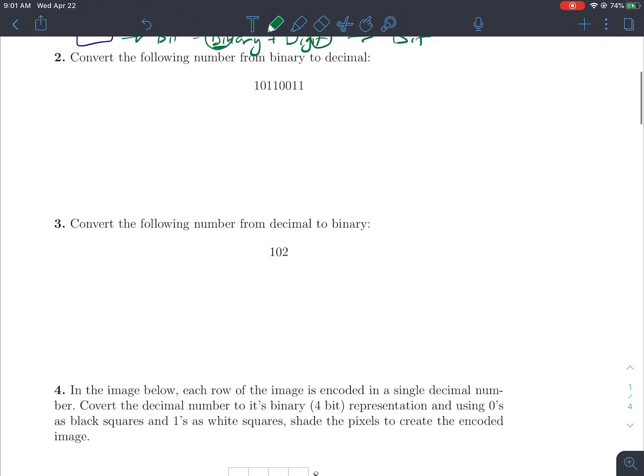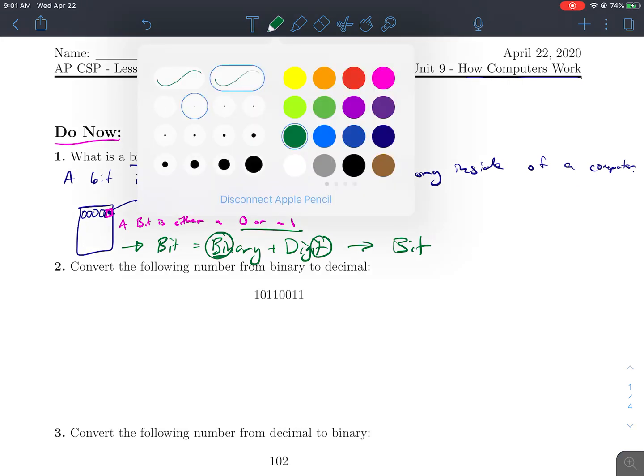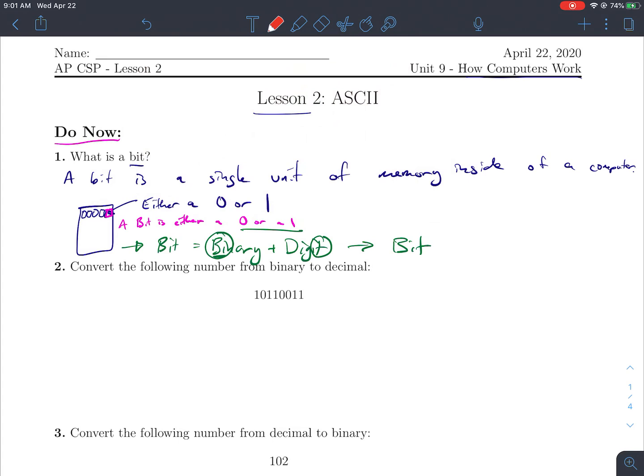All right, so convert the following number from binary to decimal. Well, this starts to get at a really interesting question. If everything in your computer is either zeros or ones, how can you make a more complex, a larger number than a 0 or a 1? And there's a system for doing that called binary. So the way that binary works is binary is a base 2 number system. And when we say base 2, what that means is there are two choices for each digit. Each digit is either a 0 or a 1.